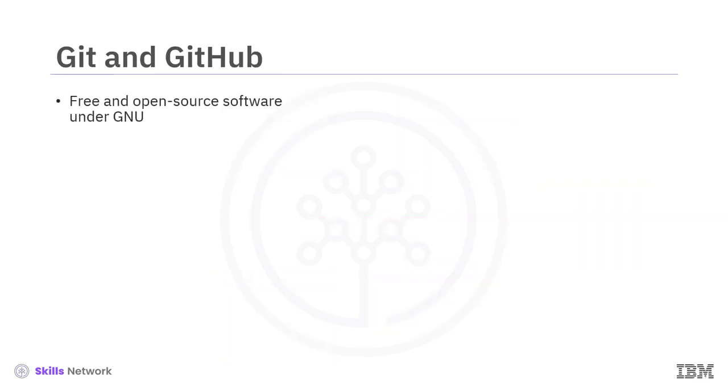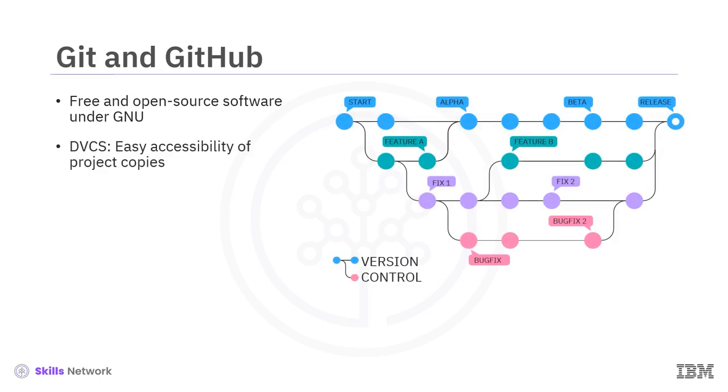Git is free and open-source software distributed under the General Public License, or GNU. Git is a distributed version control system, or DVCS, meaning users anywhere in the world can have a copy of your project on their computer. When they've made changes, they can sync their version to a remote server to share it with you. Git isn't the only version control system out there, but the distributed aspect is one of the main reasons it has become one of the most popular version control systems available.